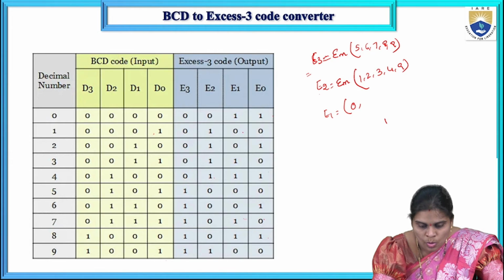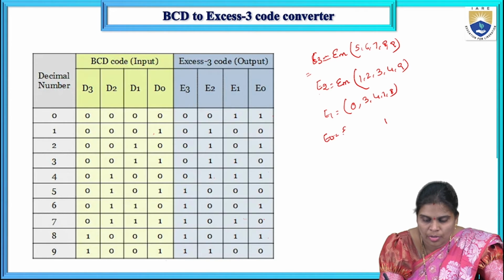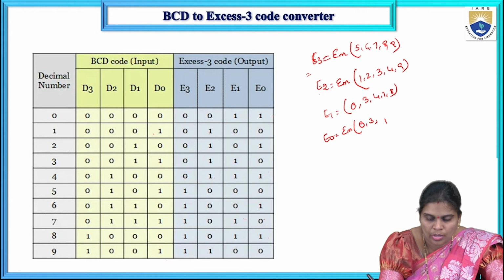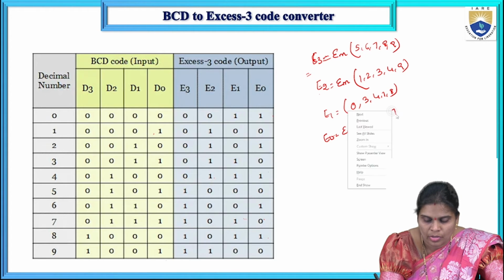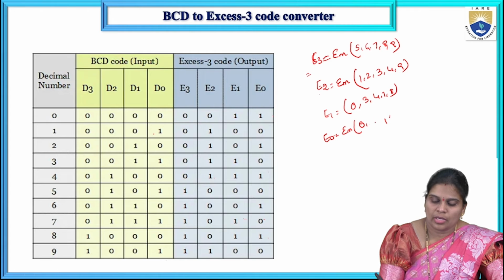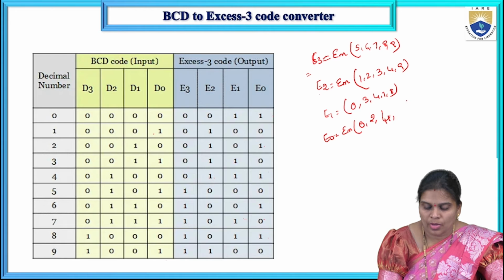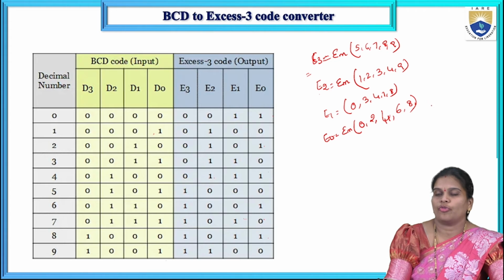Zero, three, four, seven, eight. Next, E0 is the summation of minterms 0, 2, 4, 6, 8. For this E0: 0, 2, 1, 2. Then 2, 3 is not there, 4, 5 is not there, 6, 7 is not there, 8, 9 is not there. So 0, 2, 4, 6, 8.